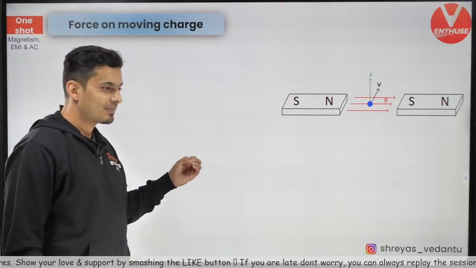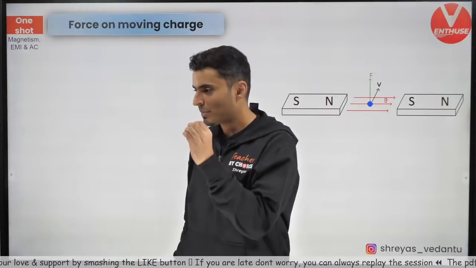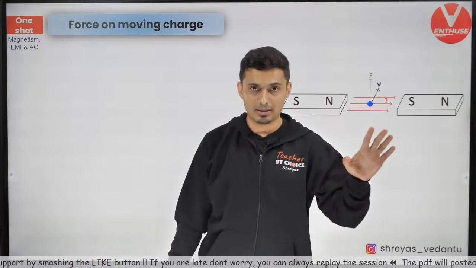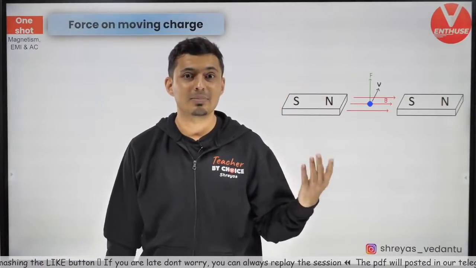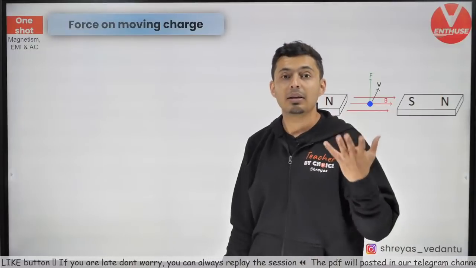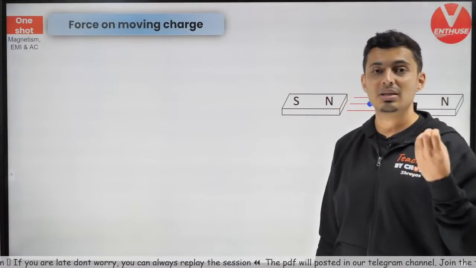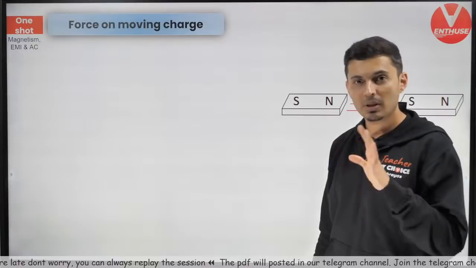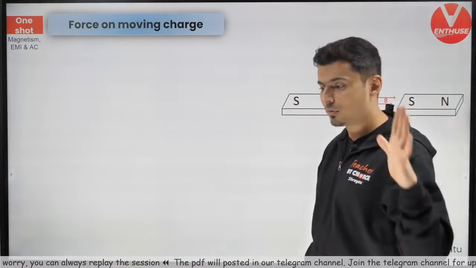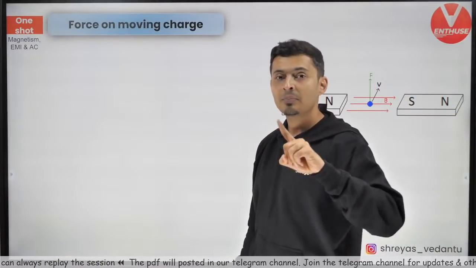Force on charges. When you take a charge and throw it inside somebody else's magnetic field, then there is a force on it. That force is given by QV cross B. Correct? Remember that QV cross B is the force due to the magnetic field.